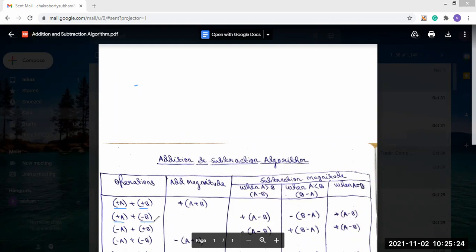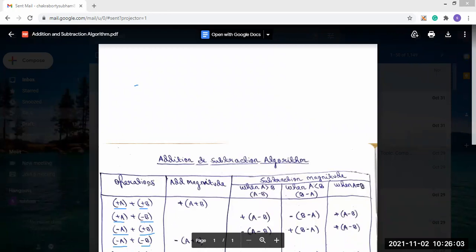That means our variables can be what? Both of them can be positive, or one of them positive and the other negative, or one is negative and the other positive, or both the numbers are negative, and we can perform the addition operation. These are the 4 conditions.